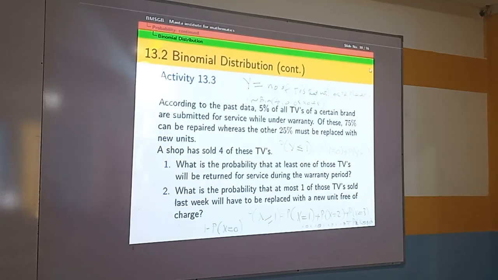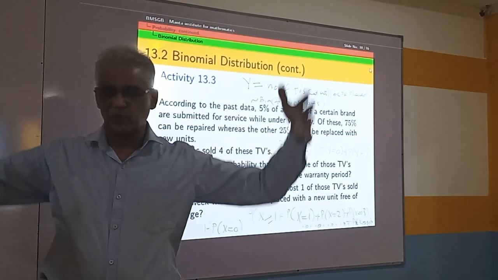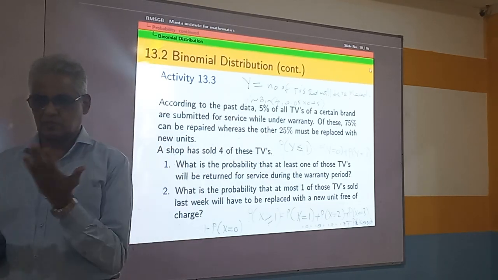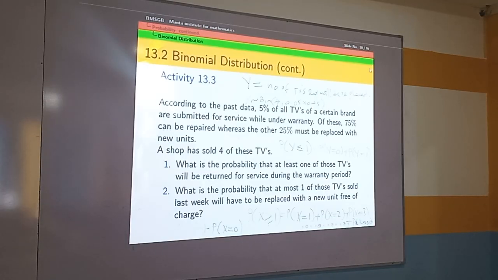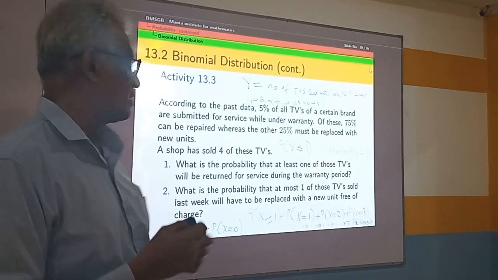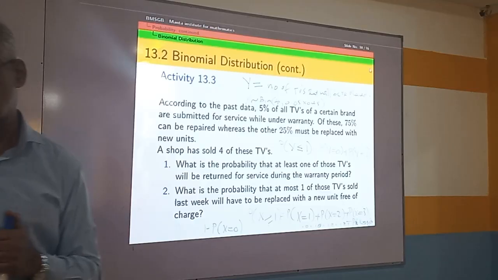Now in this case, why can we say that they are independent? Because we just think of a large population, right? All the TVs produced. So here we are not talking about a small set. The sample is taken from a large population, therefore we assume that the probability that any TV will have a success is the same and they are independent.